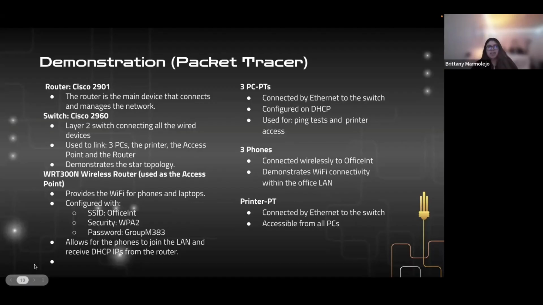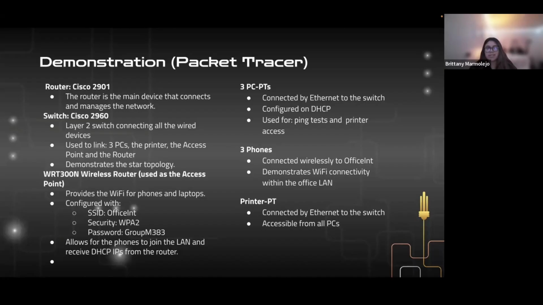Thank you, Pramita. For our demonstration, I'll first walk through the key devices we used in Cisco Packet Tracer and their roles in the network. The main device was the Cisco 2901 router, which acts as the default gateway and runs the DHCP server. It assigns IPv4 addresses to all wired and wireless devices and connects the local network together. That's connected to the Cisco 2960 switch. This switch connects all the wired devices like the 3 PCs and the printer, as well as the wireless router that provides the Wi-Fi. The switch is the center of our star topology.